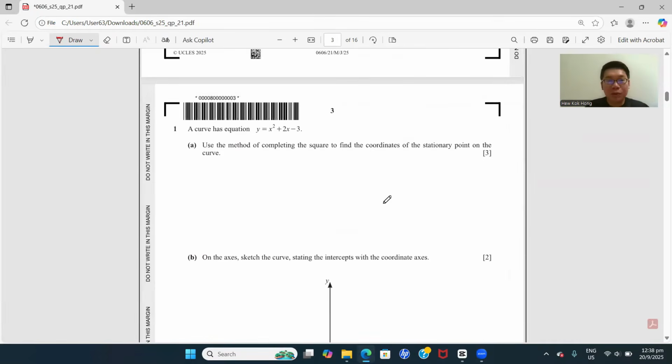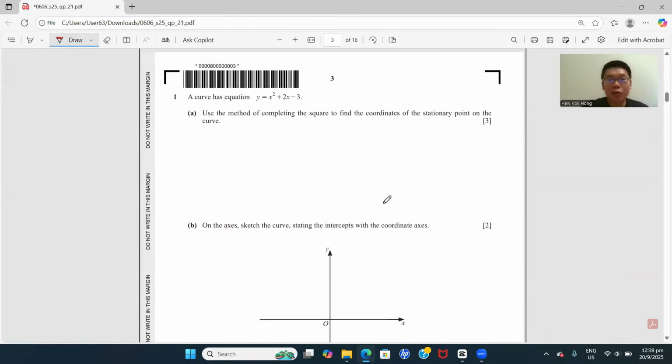Let's go. First question. A curve has this equation. Use completing the square to find the coordinates of the stationary point. So we just do completing the square. Big bracket squared minus small bracket squared. We copy the last thing. This we extract here. x squared plus 2x will become (x + 2). And then step 3, the second term we divide by 2 and copy here. Then the big bracket square remains.